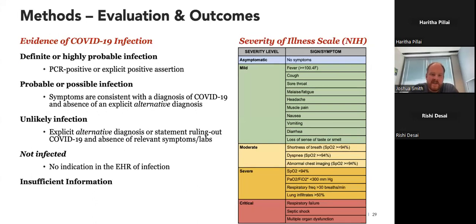Here we have on the left our evidence of COVID-19 infection. So we classified things as definite or highly probable infection, probable or possible infection, unlikely infection, not infection, or insufficient information. We have a severity of illness scale on the right from the NIH. Say, for example, green, if they had any of those concepts mentioned in green, like fever, cough, sore throat, that would count as a mild case. If they had any of the symptoms for the other levels, we would count it as moderate, severe, or critical. But the important thing for our study was at least mild illness and probable or possible evidence of infection.